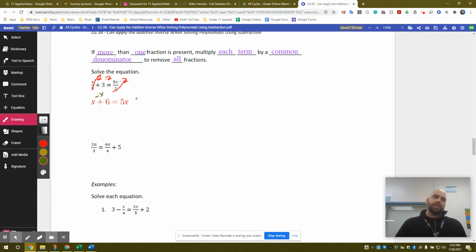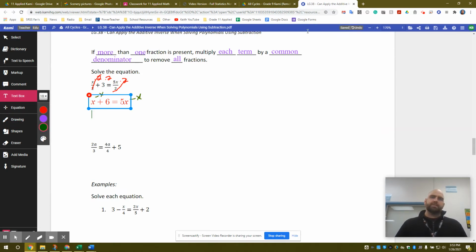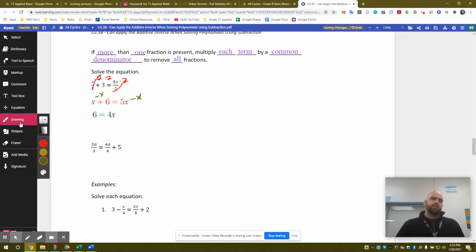Now we want to get our x all onto one side, and we'll do that to get our constant all by itself as well. So when you do this here, x minus x is just nothing, it's 0. So we're going to have 6 is equal to 4x. Then divide both sides by 4.